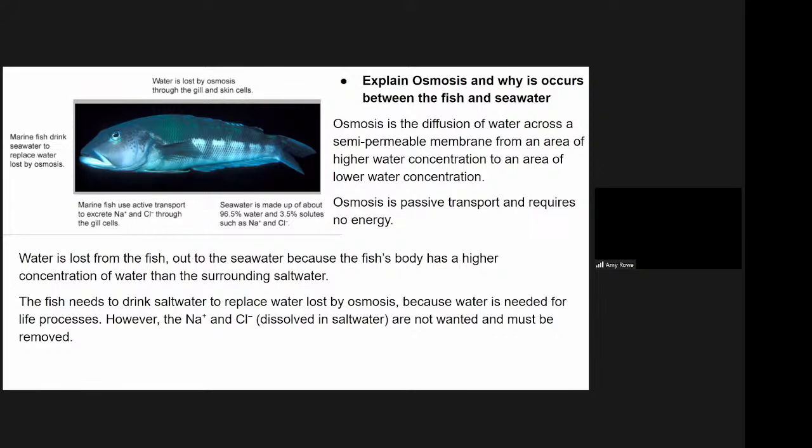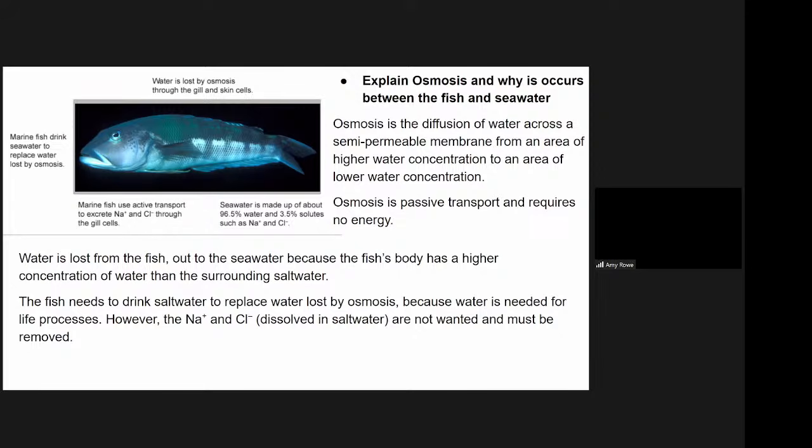Osmosis is passive transport and requires no energy. Water is lost from the fish out to the seawater because the fish's body has a higher concentration of water than the surrounding salt water. This means the fish's body has less salt in it than the surrounding salt water as well. The fish needs to drink the salt water to replace the water that's lost by osmosis, because water is still needed for all of the fish's life processes.